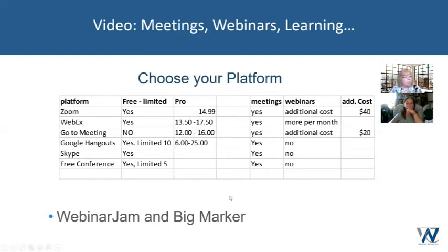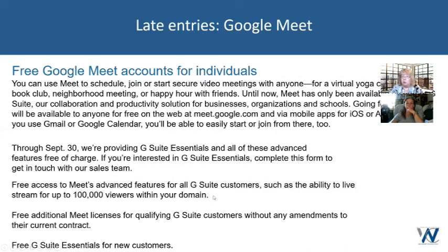Webinar Jam and Big Jam are two late entries into the webinar space. I guess they've been around for a while. They've both made changes in their platforms, but they're for if you're giving big webinars. So to give a small webinar, I would stick with Zoom. If you're doing a big webinar that has a lot of moving pieces, I would move to one of the bigger two.